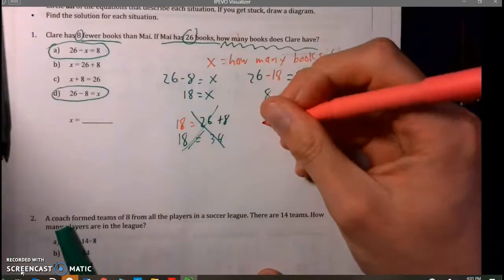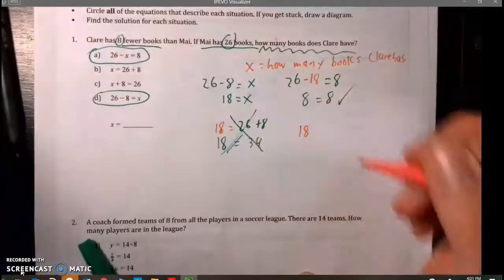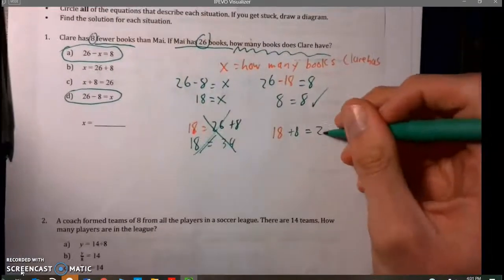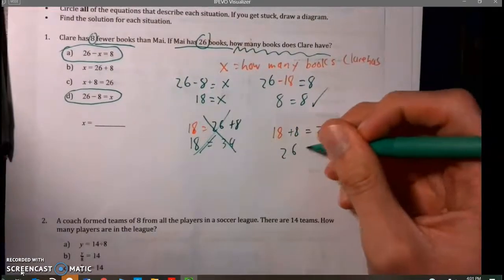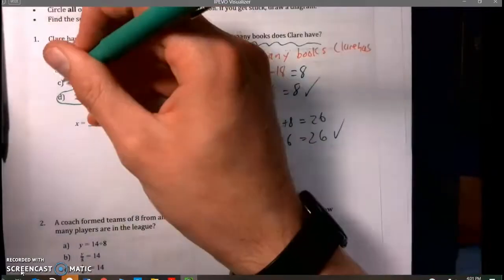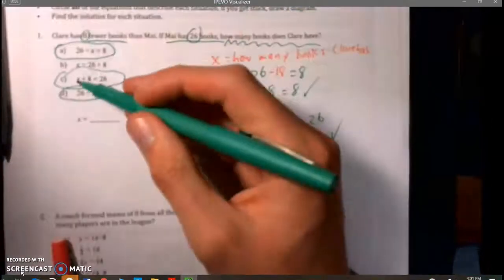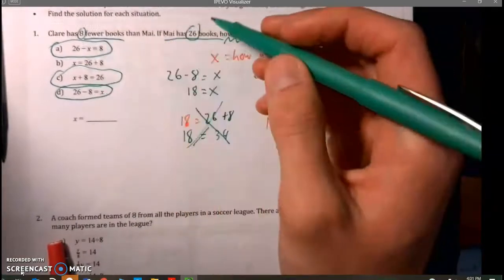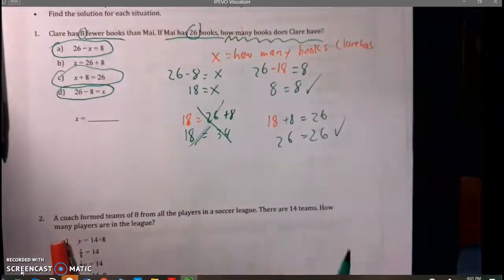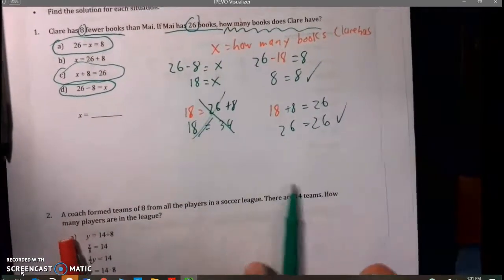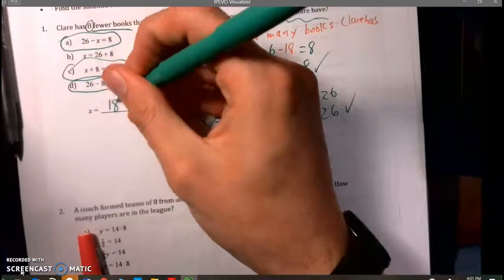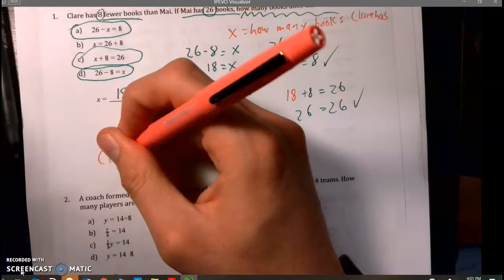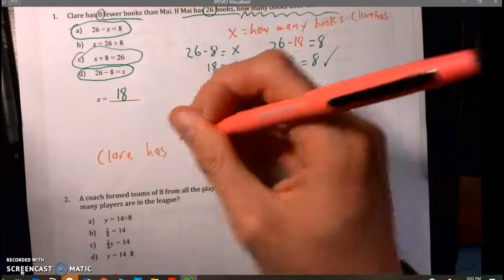But now let's look at letter C. Once again, let's say we put in 18 for x. We did that substitution. 18 plus 8 equals 26. And 18 plus 8 is 26. So this one works as well. If you took the amount of books that Claire had and added 8 to it, that would give you Mai's books, 26. Yep, and so we could put right here, x equals 18. To write our answer as a complete sentence, Claire has 18 books.